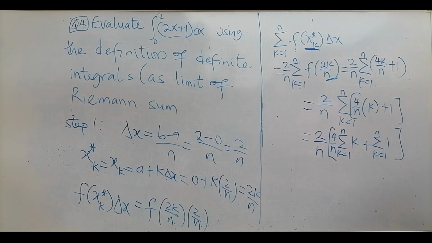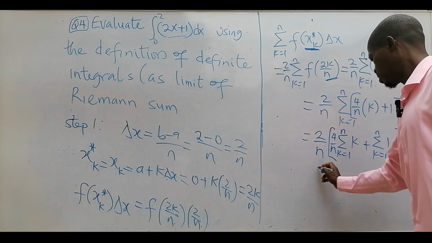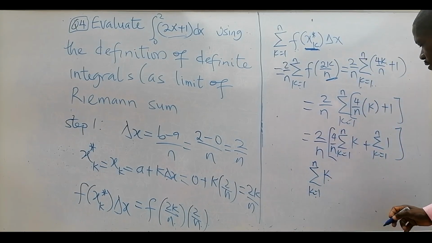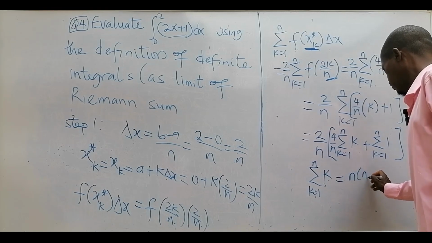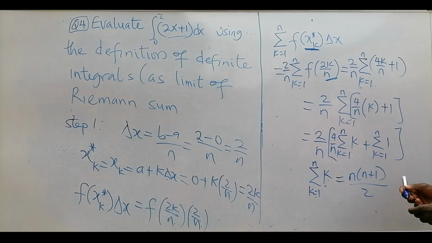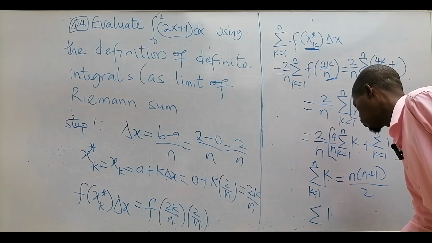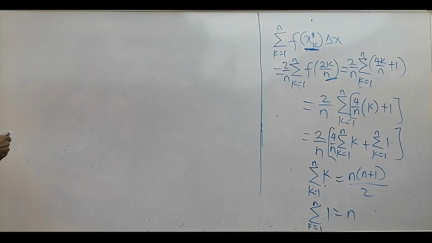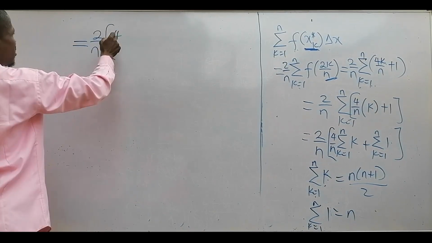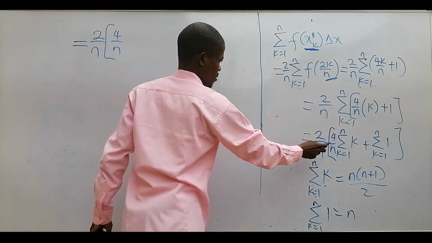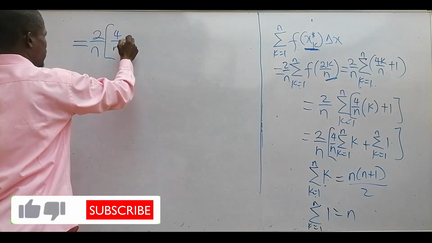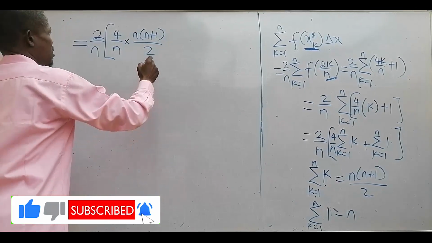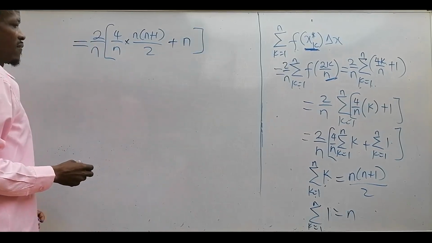So, a better way: the summation from k equal to 1 to n of k is equal to n(n plus 1) over 2. And the sigma of 1 from k equal to 1 to n is equal to n. So that's what we have. That will be equal to 4 over n, and we have a value for sigma of k, which is n into bracket n plus 1 over 2, and then plus n. So that's what we have there.